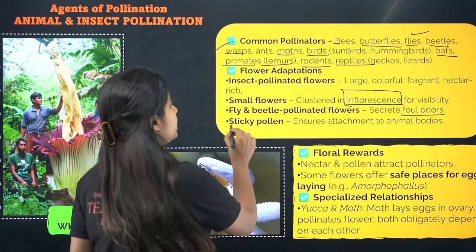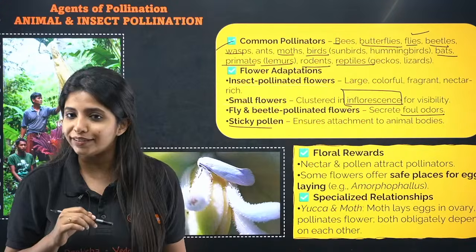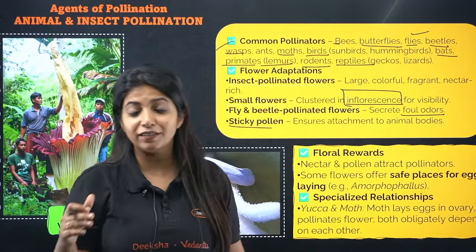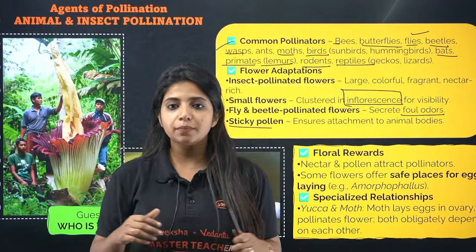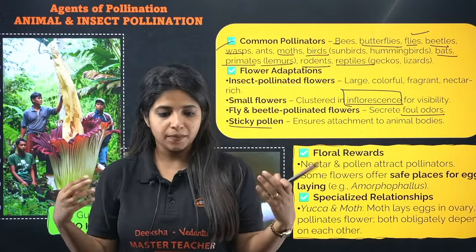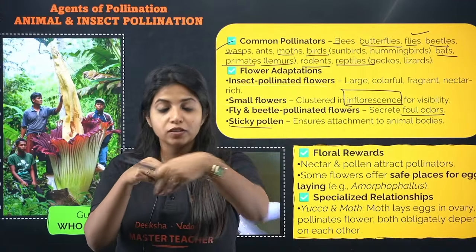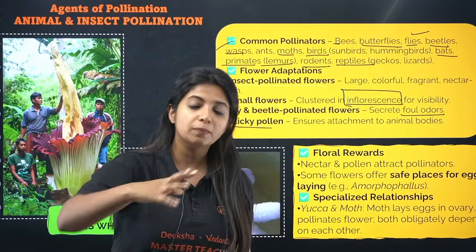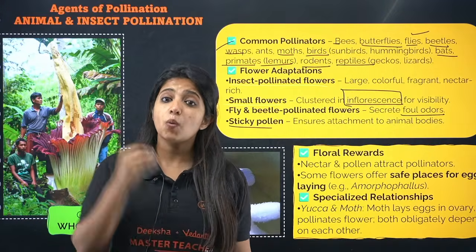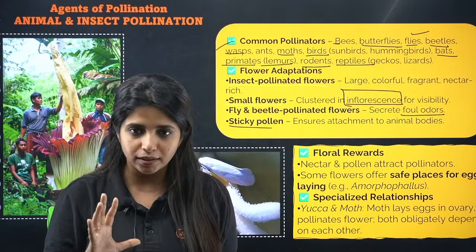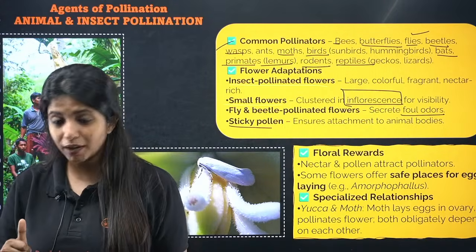Cool. Now, the last one is what? Sticky pollen. Over here, the pollen has to be sticky. You do not have any choice like wind pollination. The reason is that if the pollen grain is not sticky, whatever organism comes there will not get the pollen grains on its surface, and the pollen will not be transferred, which is why we require the pollen grains to be what? Sticky. This is very, very important.